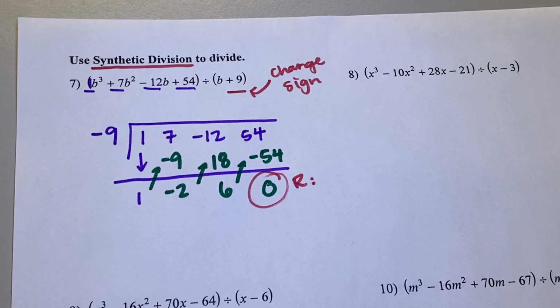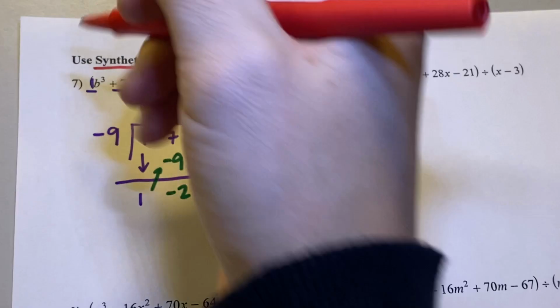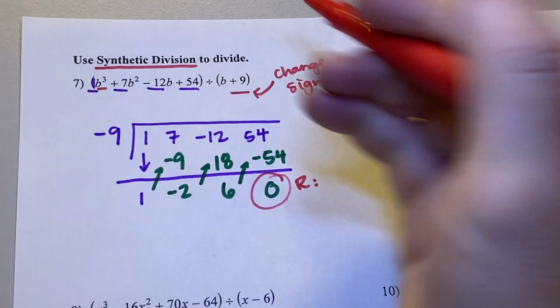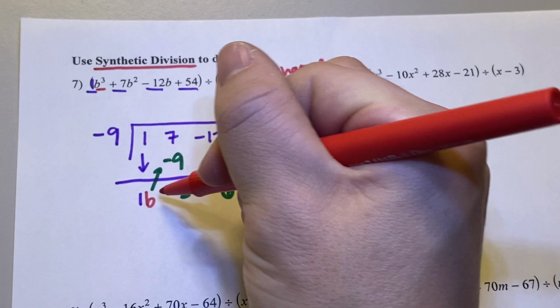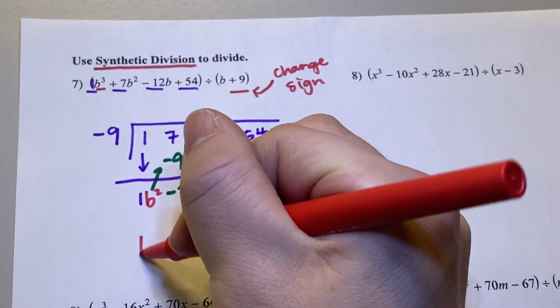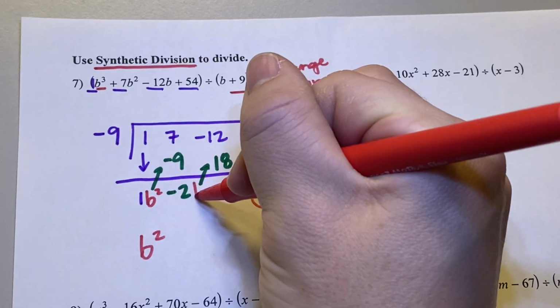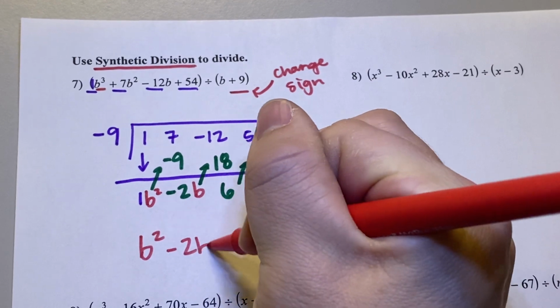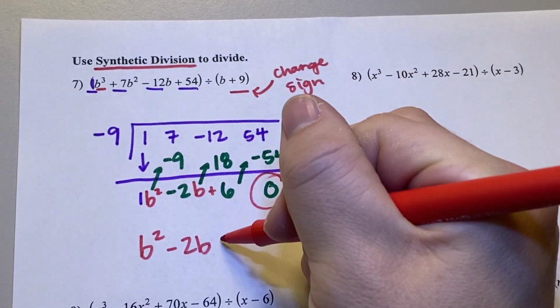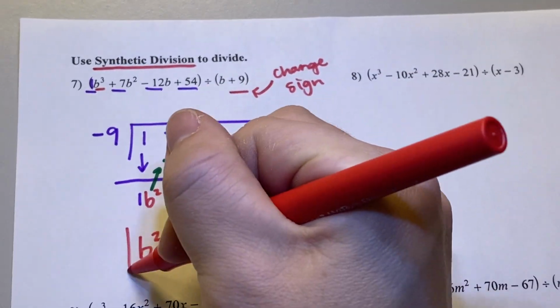Okay, so let me ask you. We took our b's off to begin with. What do we have to do with them? Put them back on. So we started with b cubed. Now when we put them back on, this becomes 1b squared, or just b squared, minus 2b, and my positive 6.